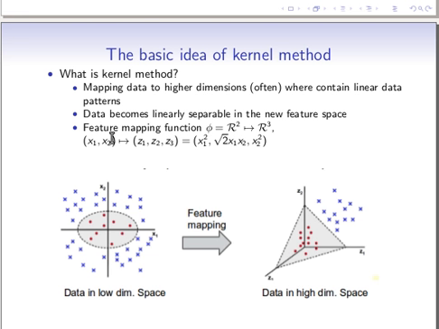Regarding the feature mapping function, we can map the two-dimensional data vector x1, x2 to z1, z2, z3 in the new feature space. The original x1, x2 will become x1 squared, square root of 2 times x1 x2, and x2 squared.